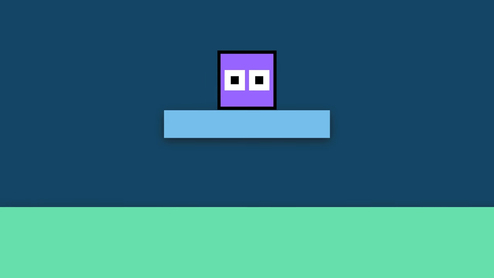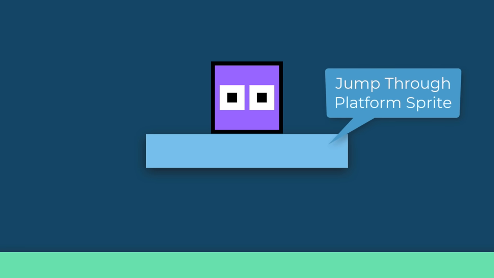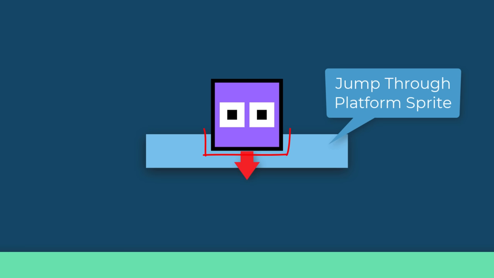Before we get into coding, let's look a little deeper at these platforms to understand exactly how we are going to code them up. Here we are above the jump-through platform. This platform will be part of a completely new sprite, so that we can detect when we are touching it. Gravity pulls us down, and boom, we are touching the jump-through platform sprite.